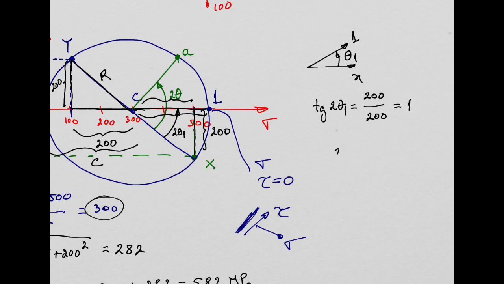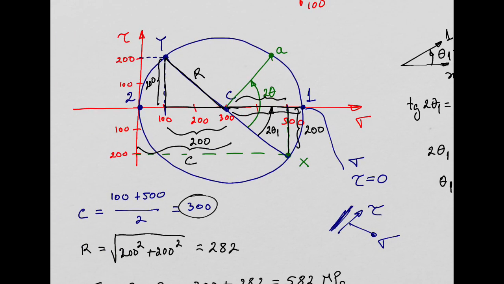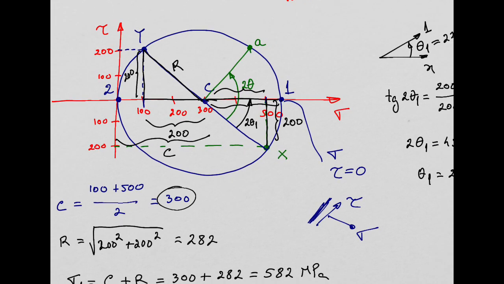So it means 2 theta 1 is equal to 45 degrees, isn't it? Tangent of 45 is equal to 1. So theta 1 is equal to 22.5 degrees. So this angle here is 22.5 degrees. I got the principal direction just from a tangent of an angle. And I can keep going and going here, all right?